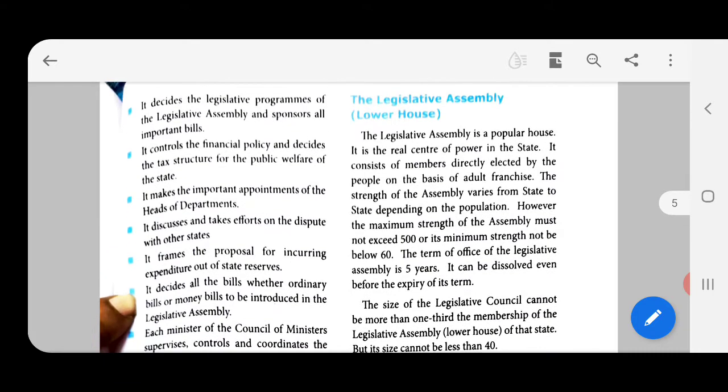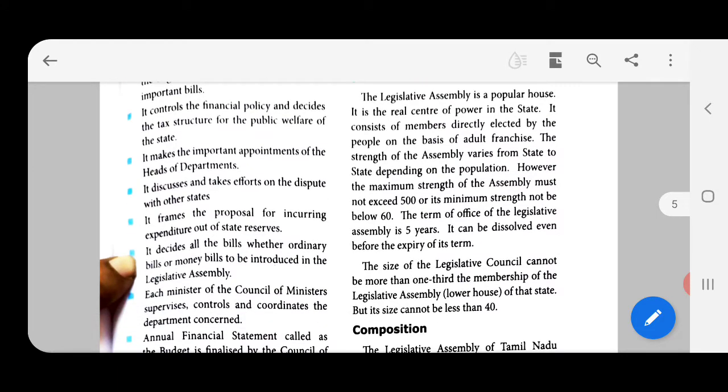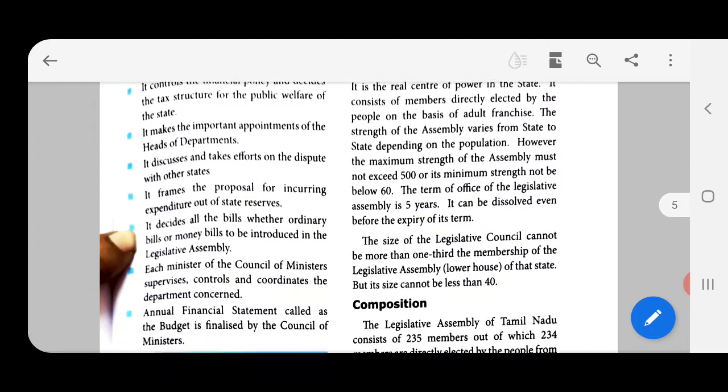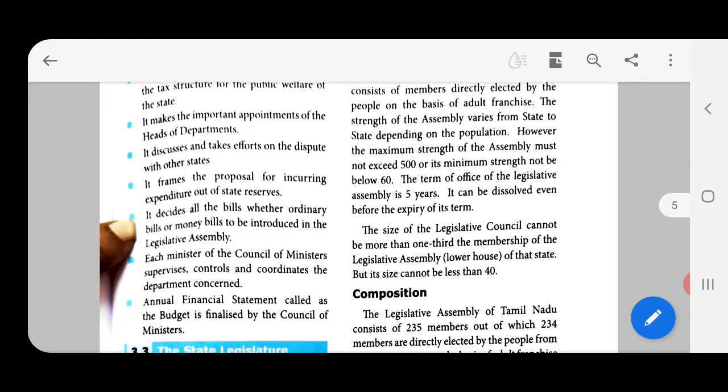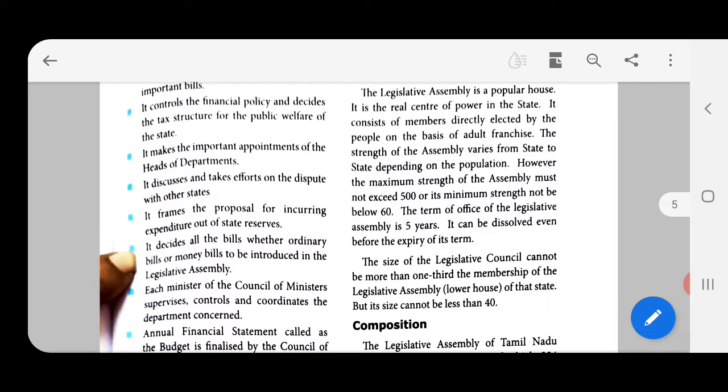So how is this assembly formed? Assembly means a group of people. So how is this group of people elected? They are elected by the people. And how are these people elected? On the basis of adult franchise, that is people above 18 years of age who are ready to vote.